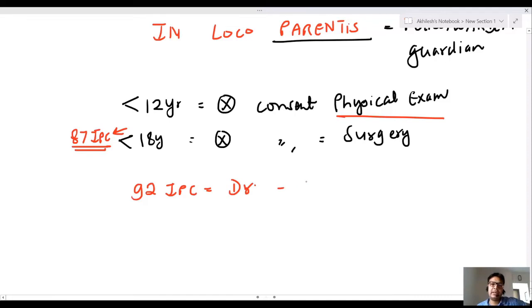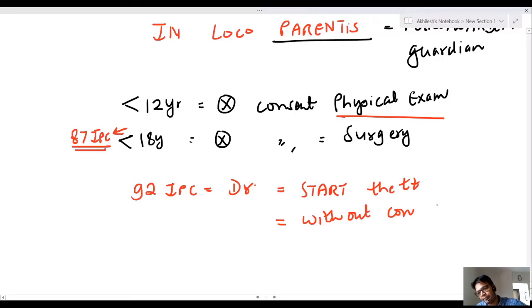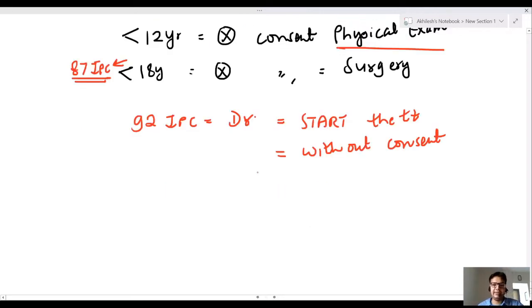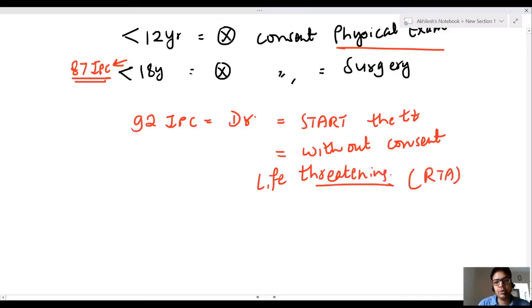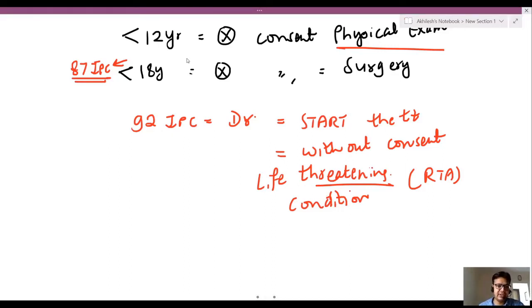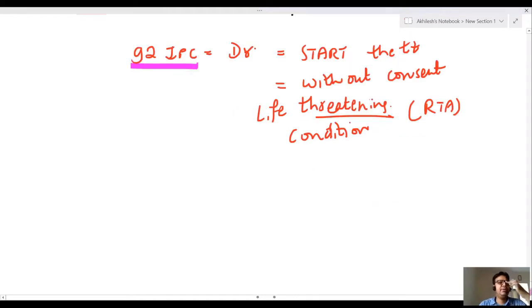Sir, the doctor can start the treatment without consent. That is the protection of a doctor who can start the treatment without consent. But sir, this should be life-threatening, like a road traffic accident. The doctor can start the treatment in life-threatening conditions. Sir, this is 92 IPC. Very, very important.